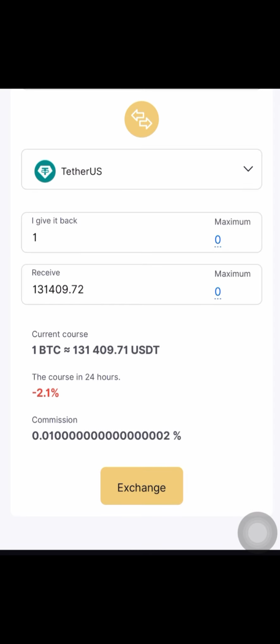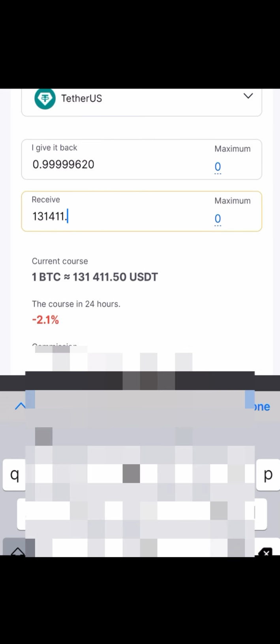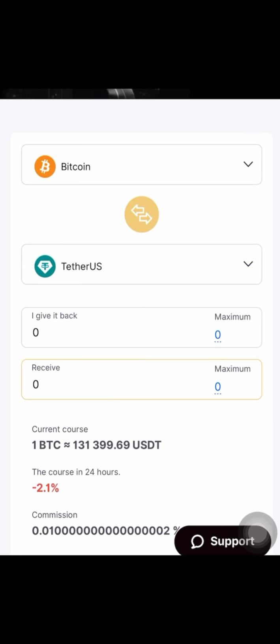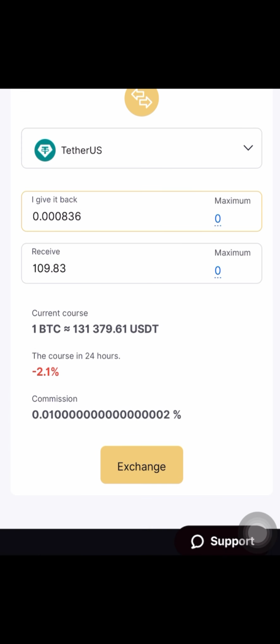Then I'll go to the exchange platform and enter the exchange. You can see that here I'll be converting the Bitcoin to the USDT over here. So I will enter the amount of Bitcoin that I have currently. I'll paste it over here. So this is the amount of Bitcoin I have currently over here.